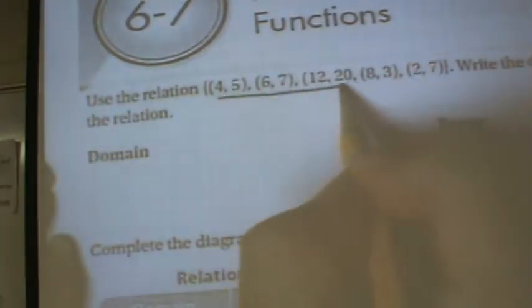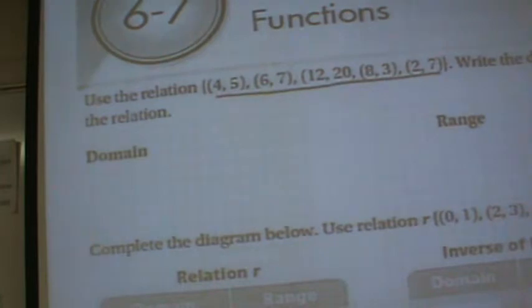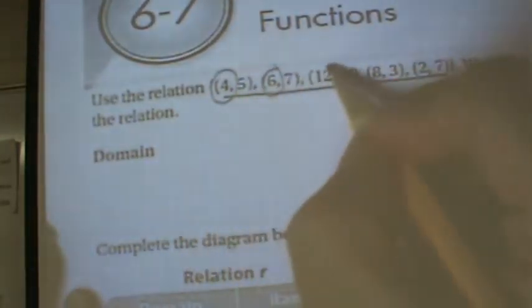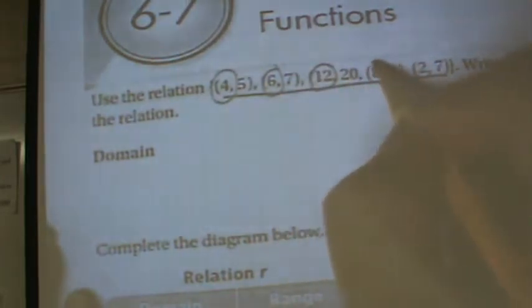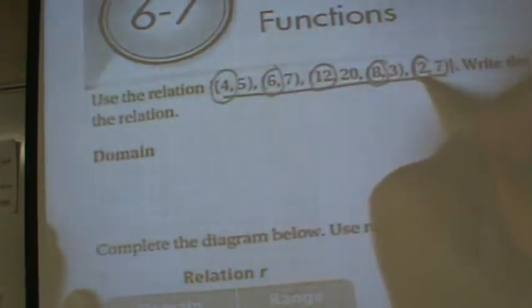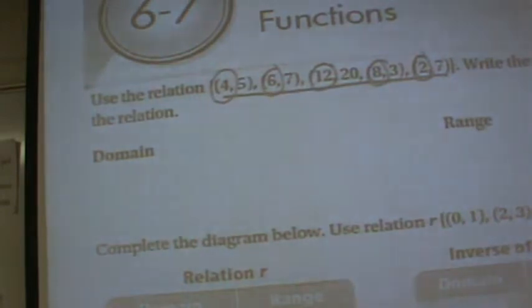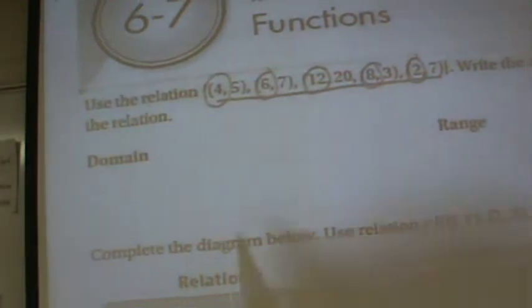What is this called? This is a relation. A relation is a set of ordered pairs. Do you guys remember the word domain and what does it mean? The domain is all of the x values. So if I asked you, what is the domain of this relation? Can you correctly state the domain?